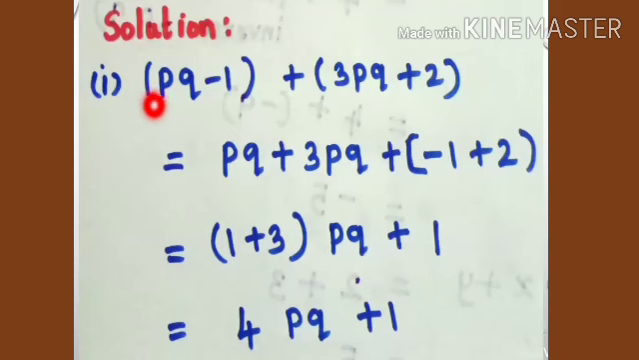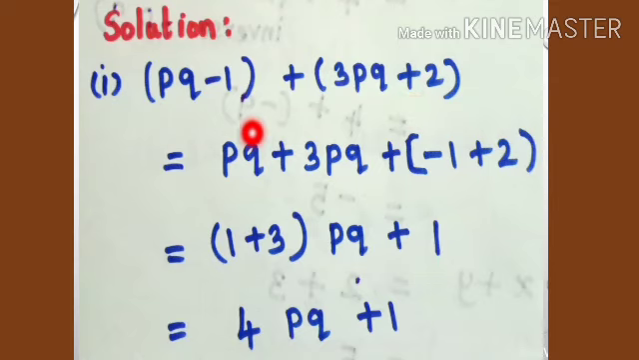Students, listen carefully. Add the expressions pq minus 1 and 3pq plus 2. Now here pq and 3pq are like terms. We know that. What is a like term? Like terms are the terms of an expression having the same variable. So here pq and 3pq are like terms, and minus 1 and 2 are also like terms.